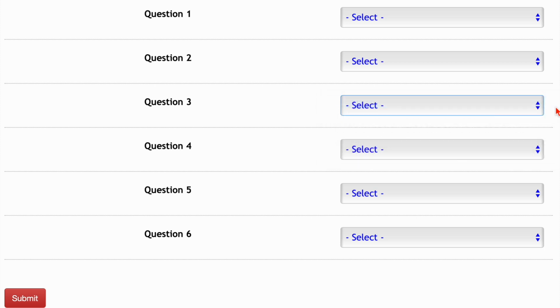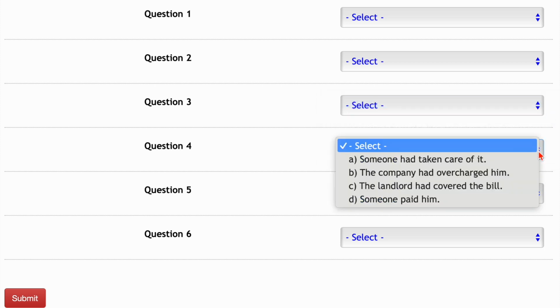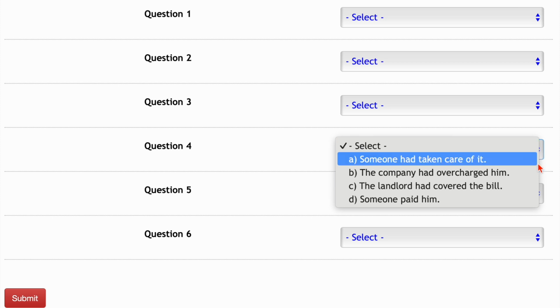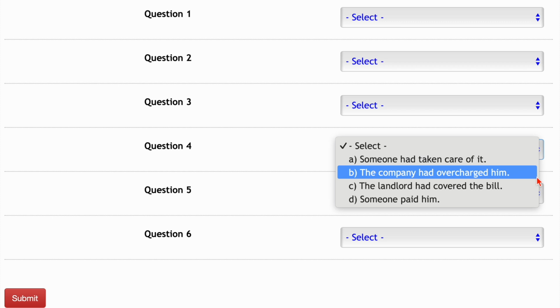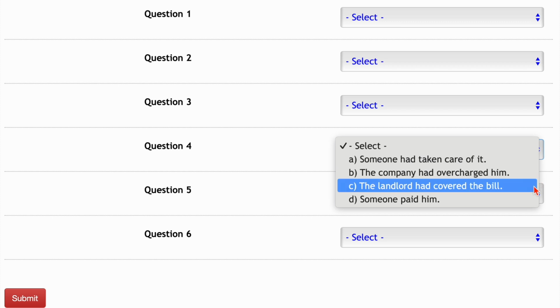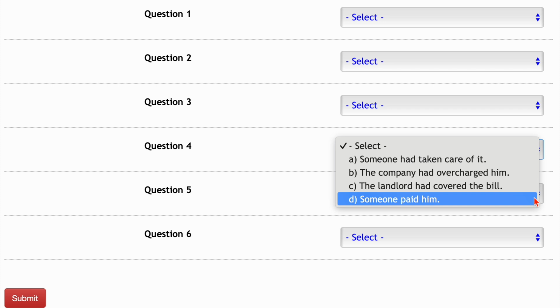Question 4. Why does the man now have power in his apartment? Someone had taken care of it, the company had overcharged him, the landlord had covered the bill, someone paid him.